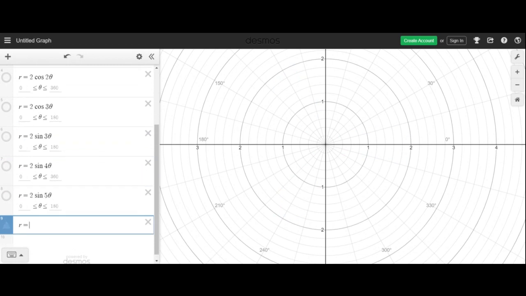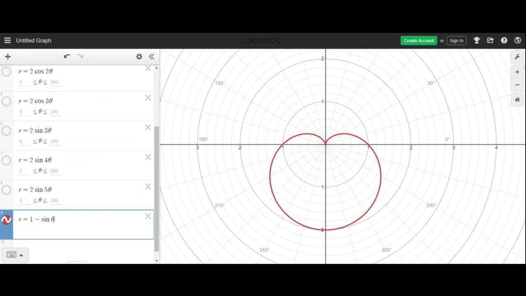Say we had r equals 1 minus sine theta. We call that a cardioid because it looks kind of like a heart. Again, we could pick angles and plug them in and see what we get. An angle of 0 degrees. The sine of 0 is 0. So we would have 1 minus 0. So at 0 degrees, we expect it to have a distance of 1 from the pole.